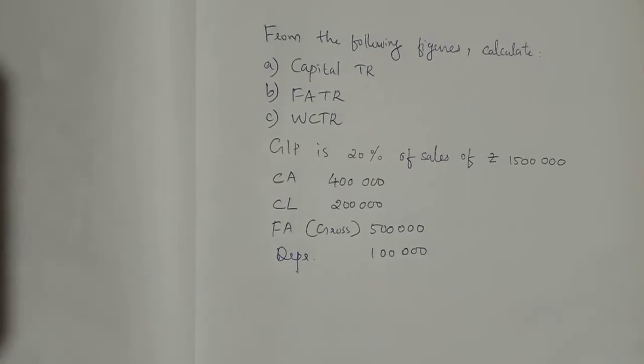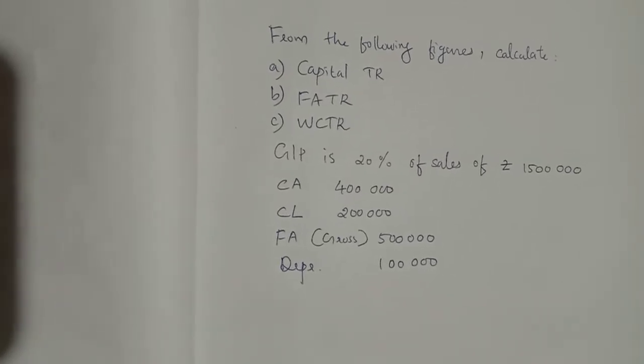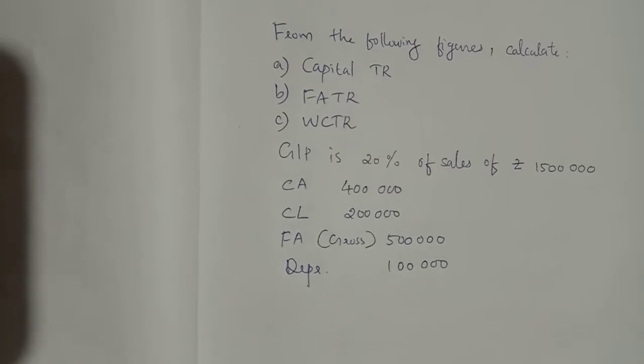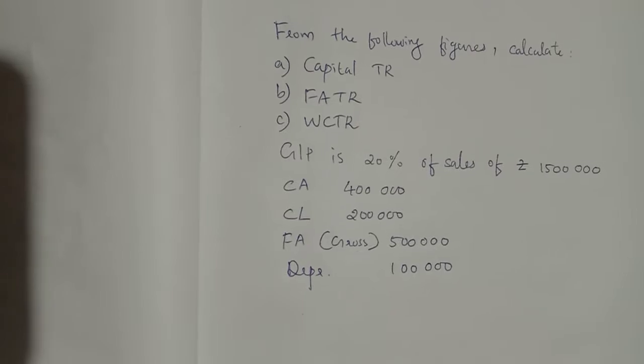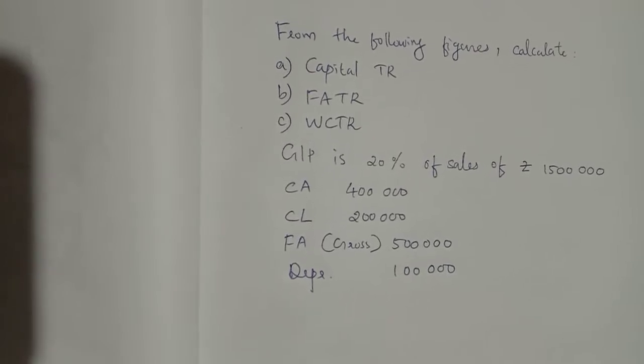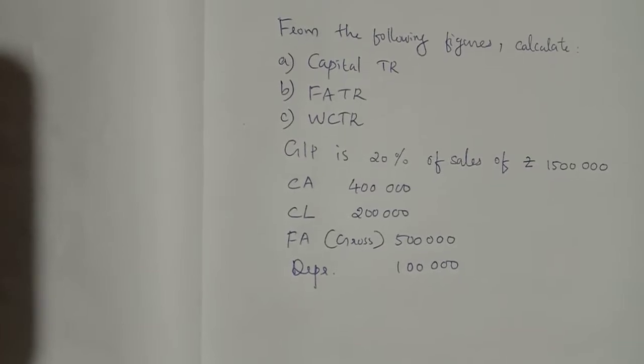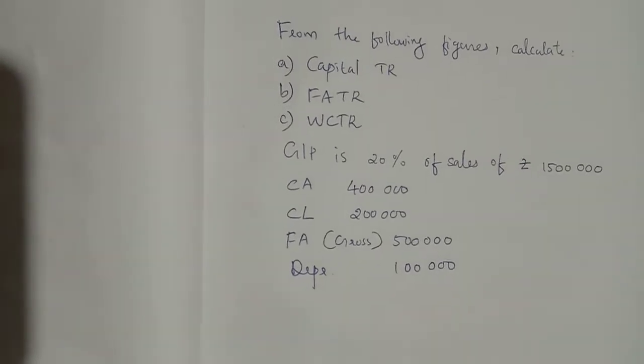Hello dear students. In this video we are trying to solve a university question which was asked in November 2017. The question is this one: from the following figures calculate capital turnover ratio, fixed assets turnover ratio and working capital turnover ratio. The following are the details given.